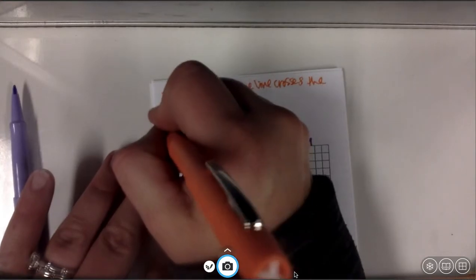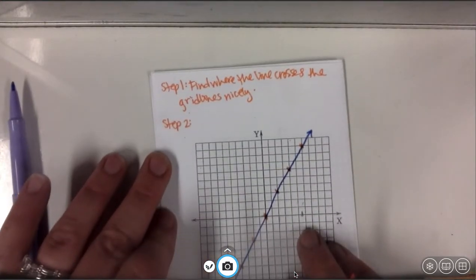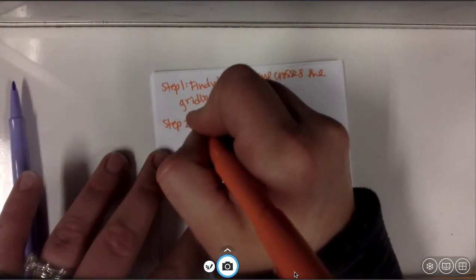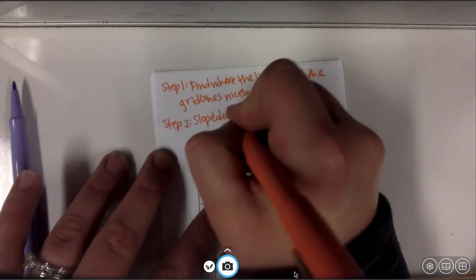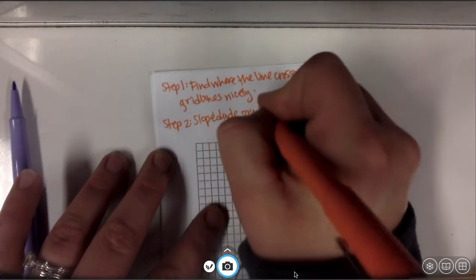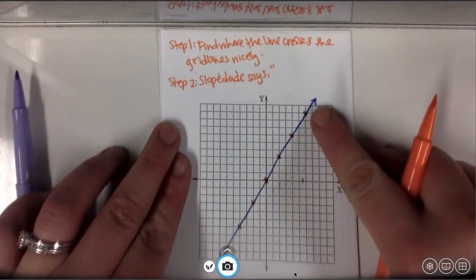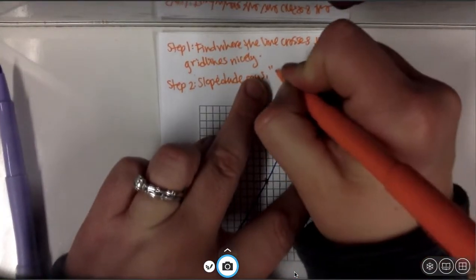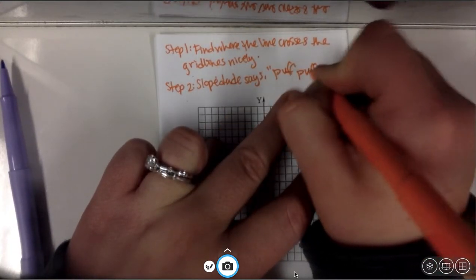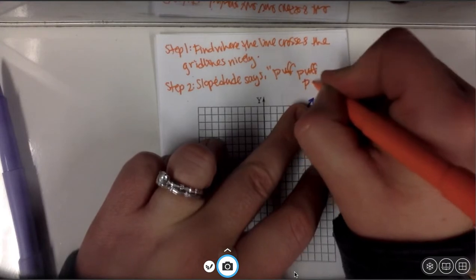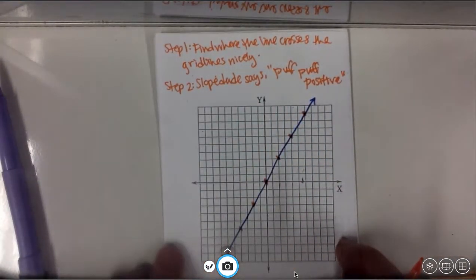Step 2, I'm going to look at my graph and say, first of all, is this a positive, negative, that sort of thing. So I'm going to hone in on my inner slope dude. Slope dude says, for this particular graph, we can see from left to right, it's moving positive. So slope dude says positive. That means that my final answer for my slope will need to be a positive number. That'll be really nice.